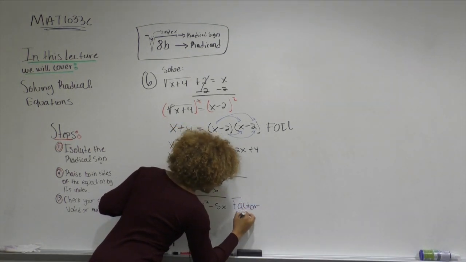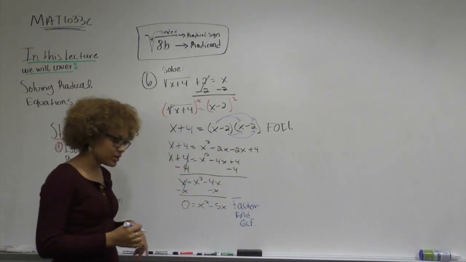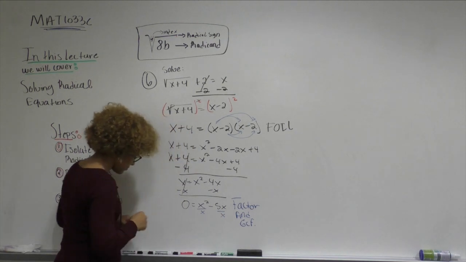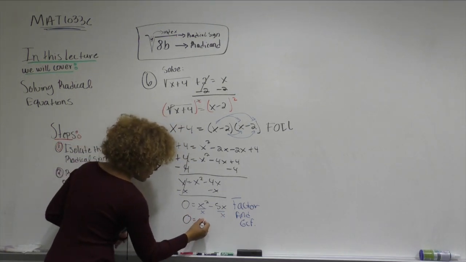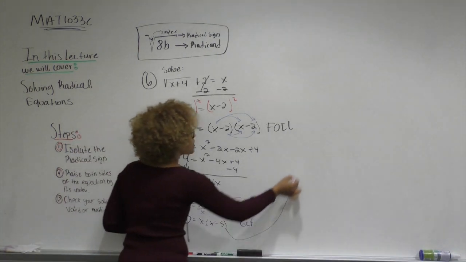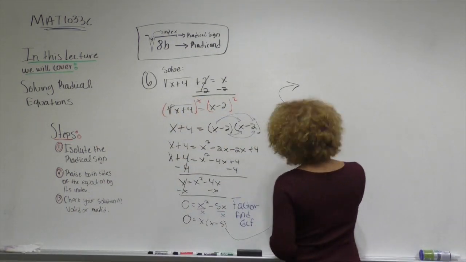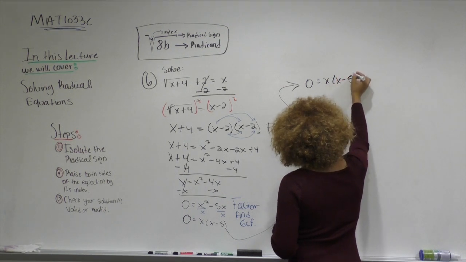And we're going to find the GCF in order to solve this equation. My GCF is x. So I have 0 equals x, x minus 5. I'm going to take this over here, and I'm just going to rewrite it since I don't have more space. 0 equals x, x minus 5.